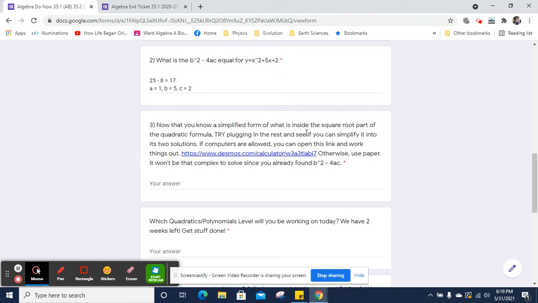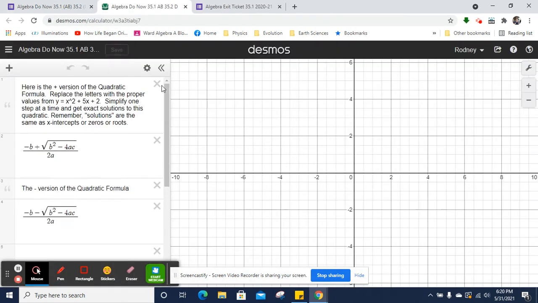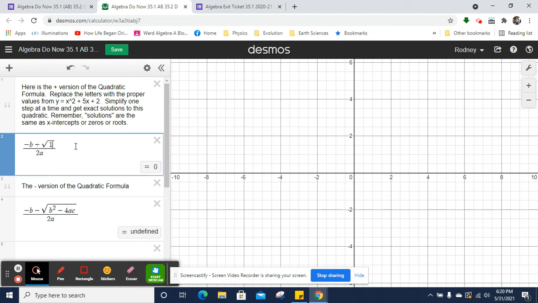Now, we're going to go ahead and see if we can simplify the rest of this equation. So here we go. If you have access to a computer, you can do it here. If not, that's totally fine. I will go ahead and do it with the computer. So here was our equation. Y equals x squared plus 5x plus 2. We already know what b squared minus 4ac equals. It's 17 because it's 25 minus 8. Now let's replace b with the 5 and a with the 1, and then we can simplify.